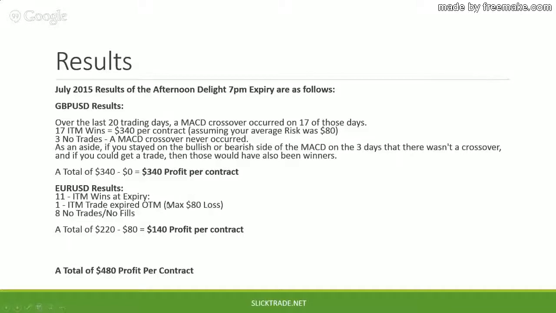Okay, if you risked 80-20, then you lost 80. There were also 8 no trades, no fills. Okay, that came to a total of $220 per contract, minus 80 for the 1 loss, equals a total of 140 profit per contract. Between the two, over the last 20 days, you'd have 480 profit per contract at an 80-20 risk. I think that's pretty good for a very simple strategy.